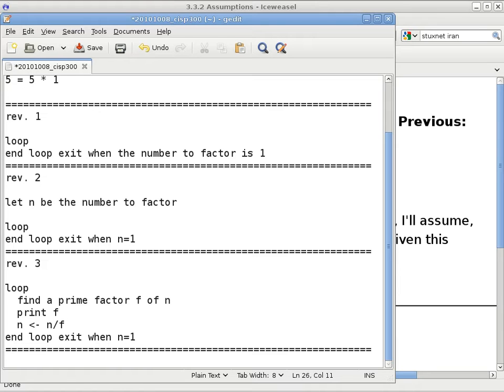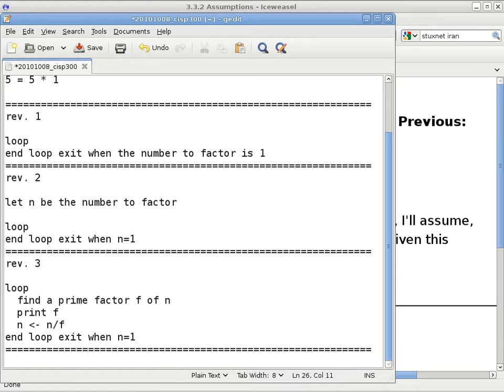Okay, so that way, when we find that 5 is a prime factor of 125, after printing out 5 as a factor, then we divide 125 by 5, we get 25. So 25 becomes the n of the next iteration. Then we find that 5 is a prime factor of 25. We divide 25 by 5, so we have only 5 left.